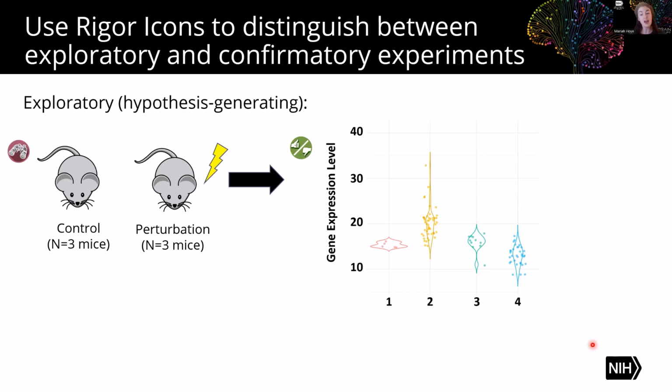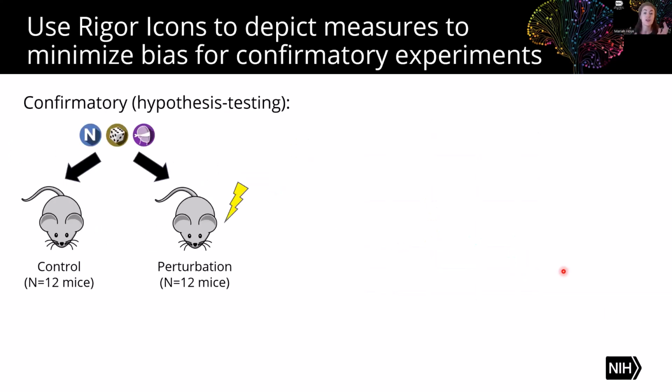So cool. And so now you want to follow up on those exploratory findings by performing a confirmatory experiment, in which you will likely be much more rigorous and take additional measures to minimize unconscious biases, again, such as blinding and masking, randomization, sample size estimation, and predefined inclusion and exclusion criteria.